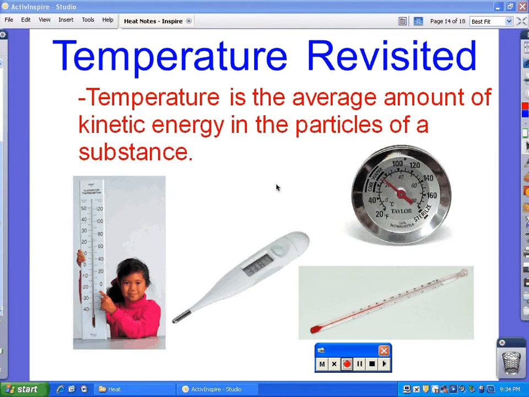If you recall, the definition of temperature is the average amount of kinetic energy in the particles of a substance, not the total, and that's a big difference in what that really means.